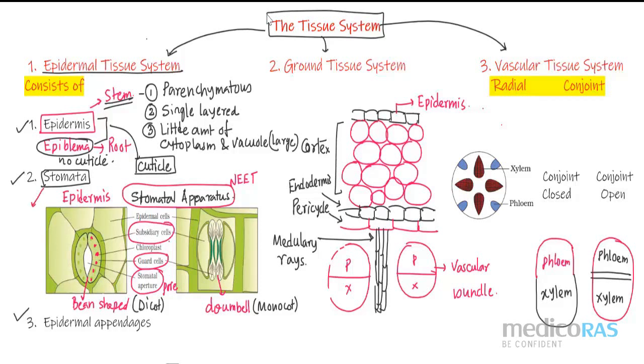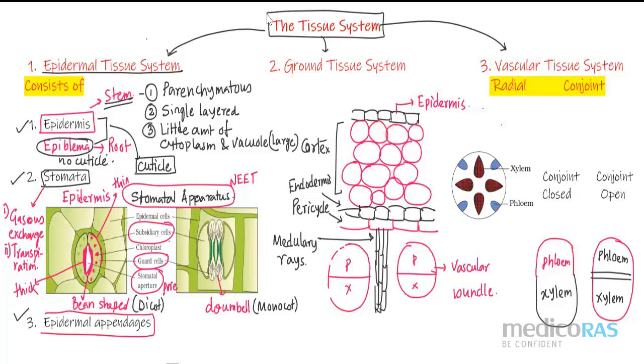As we know, the main function of stomata is gaseous exchange as well as transpiration. The inner lining of stomata is always thick and the outer lining of stomata is always thin. Please remember these two concepts. The inner one is thick and the outer one is thin, which helps the stomata to open and close.